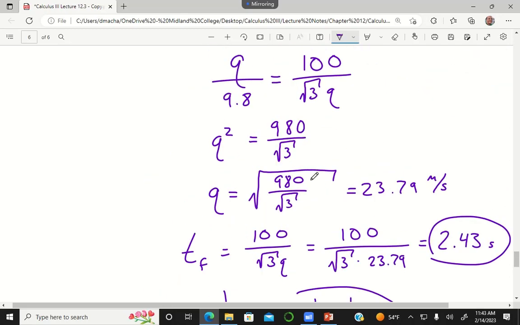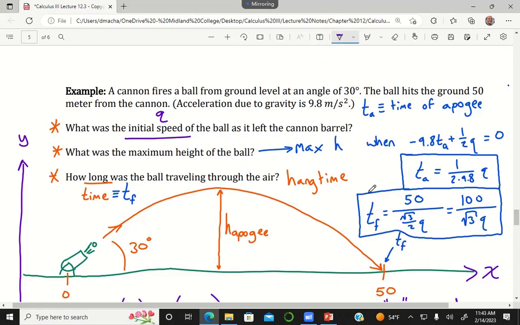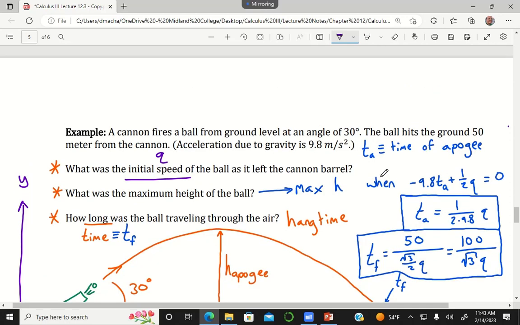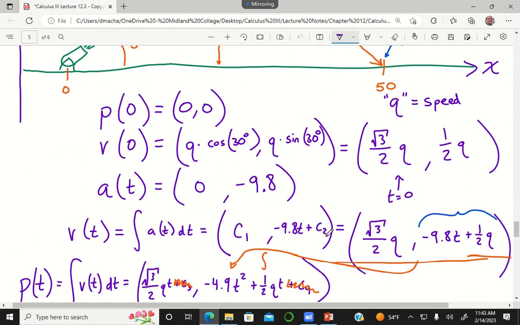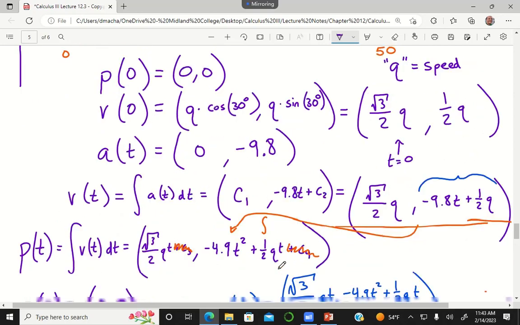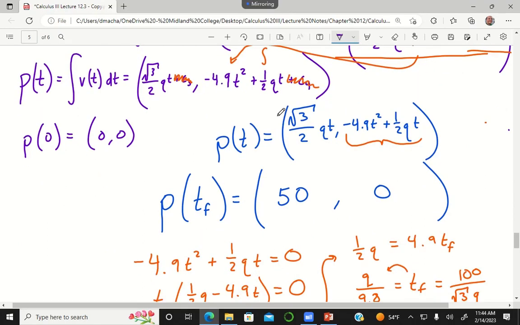Okay, so we have the hang time. That was one of my questions. We have the apogee time. And now that we have the apogee time, we can find the maximum height too. The maximum height occurs at the apogee, and what I need to find the height is just the y component of my position function. So I'll try to highlight that here. The y component of my position function is this.